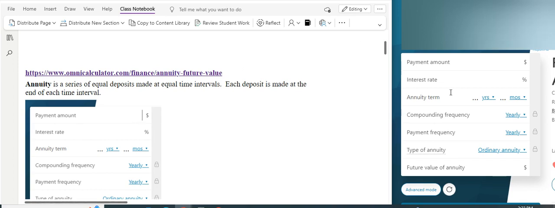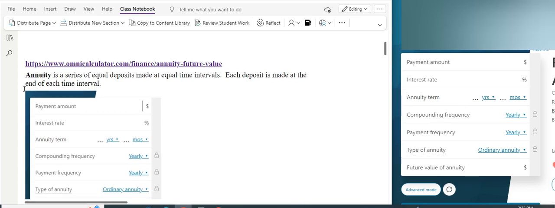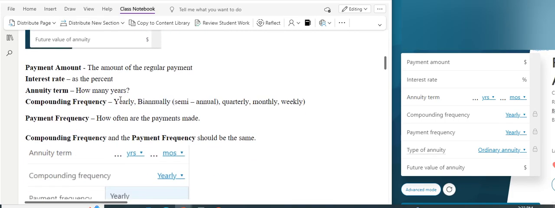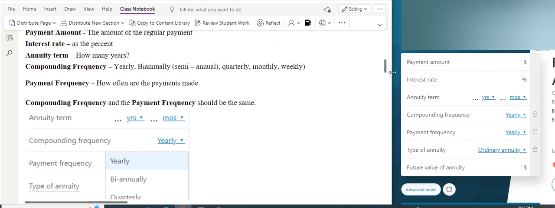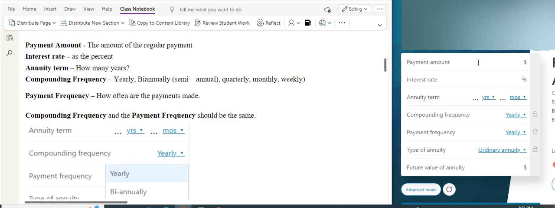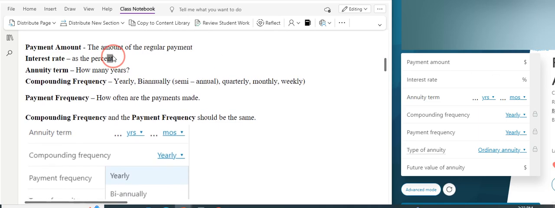And so you do need this calculator in order to continue. So I'll put this on any page that you are required to use this. So here I list it up for you, and it'll come out to this stuff on the side. So what do we have here? We have some buttons here. So the payment amount is the amount of the regular payment, meaning how much do we have to pay each month or what have you. The interest rate we just list in as a percent. The annuity term is going to be years.